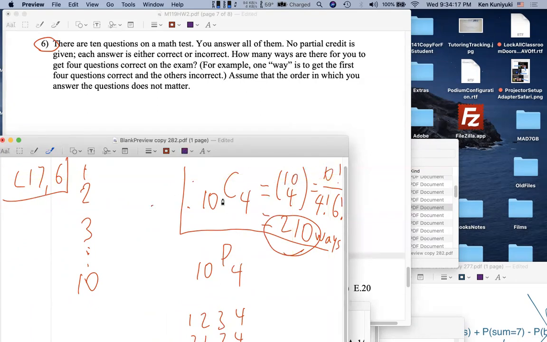Show me at least one of these. 10 C4, 10 choose 4 means the same thing. The formula is fine. Give me 210 and give me at least one of these expressions. But don't just give me 210. Give me at least one of these 3 on top of that.